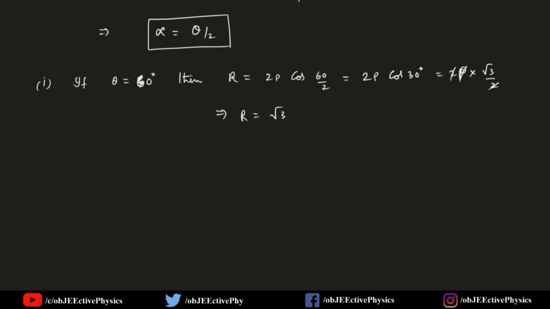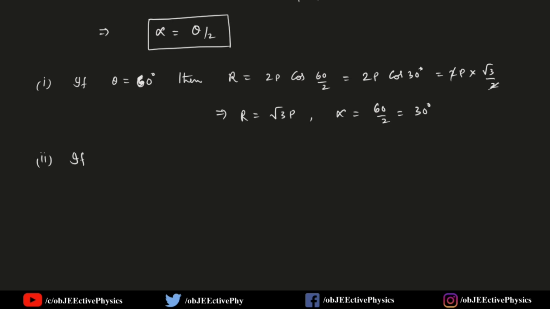So for this, suppose theta is equal to 60 degrees. If p bar and q bar are inclined at 60 degrees, then r is equal to 2p cos 60 by 2, that is equal to 2p cos 30. Cos 30 is equal to root 3 by 2. So 2p into root 3 by 2, 2 cancels, so root 3p. That implies r is equal to root 3p and alpha is equal to 60 by 2, that is equal to 30 degrees.